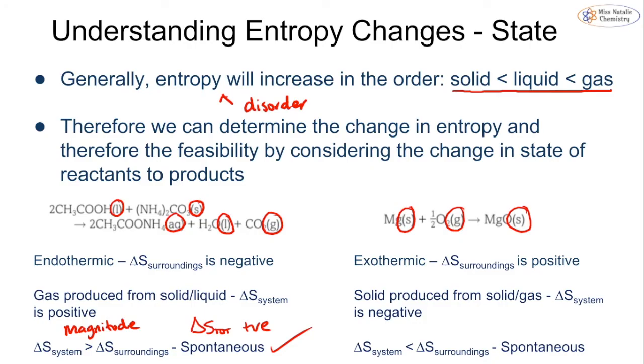However, the magnitude of the value of the entropy of surroundings, the positive value, is so much higher than the magnitude of the entropy of system that once again, my total entropy is a positive value, meaning that this is a thermodynamically spontaneous reaction. So not only am I looking at what I'm forming and from what I'm making it, I'm also looking at the magnitudes of my values, and overall, for both of these, we see a spontaneous reaction.